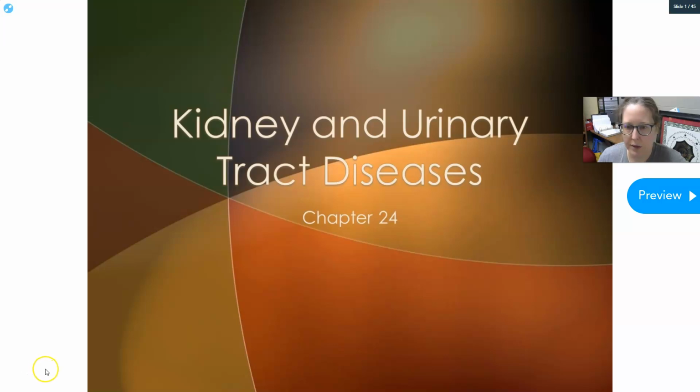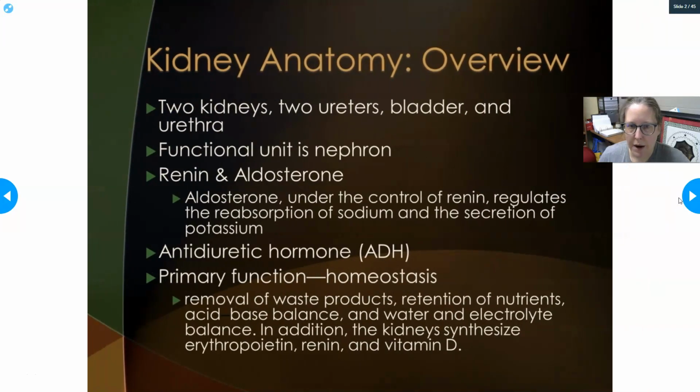This is basically the renal system for clinical chemistry. Alright, so let's do a quick overview of the renal system, kidney anatomy. In your urinary system, renal system, you have two kidneys, two ureters, a bladder, and a urethra. The functional unit of the kidney is the nephron. That's what actually filters the blood to create the urine.